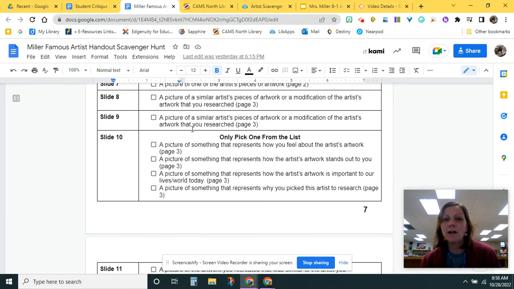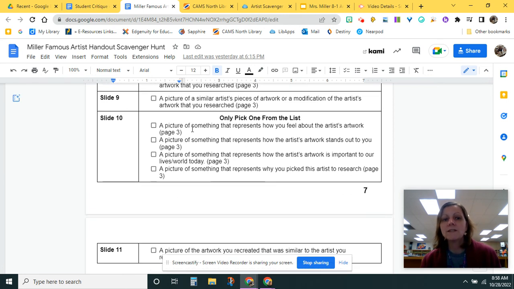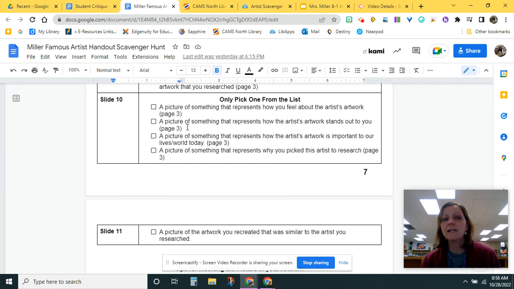Slide 9 is a picture of a similar piece of artwork or modification of the artist artwork that you researched. Slide 10 is a picture of something. Slide 10, you pick one, and it says at the top, only pick one. A picture of something that represents how you feel about the artist artwork. A picture of something that represents how the artist artwork stands out to you. A picture of something that represents how the artist artwork is important to our lives today. Or a picture of something that represents why you picked this artist to research.